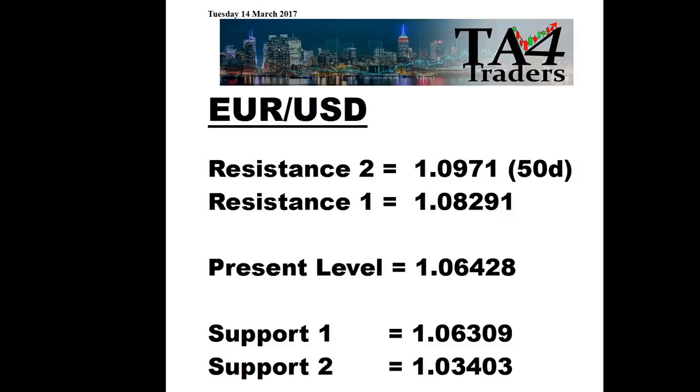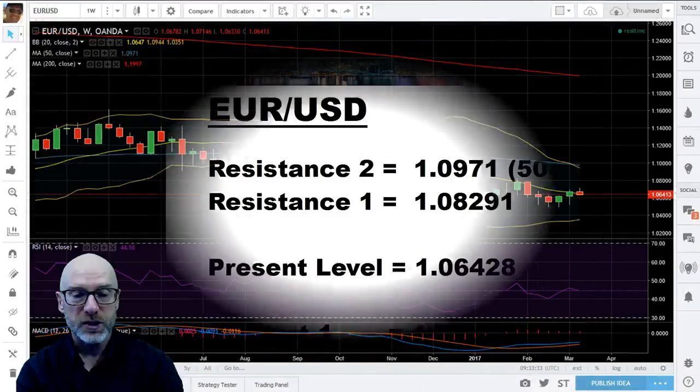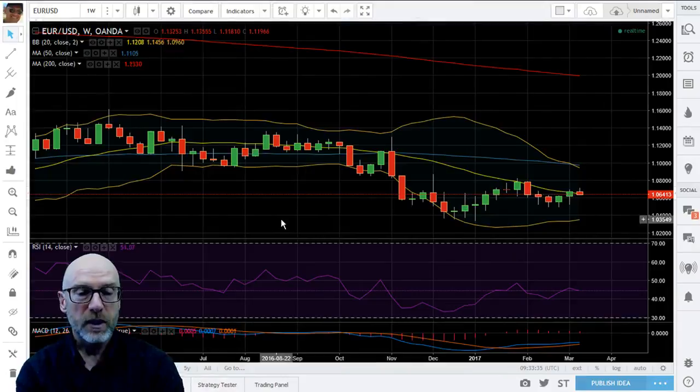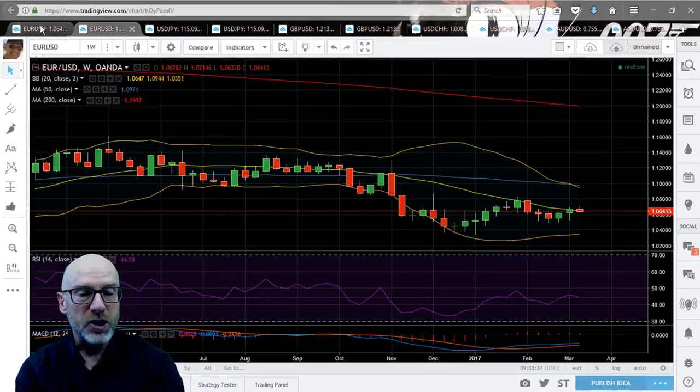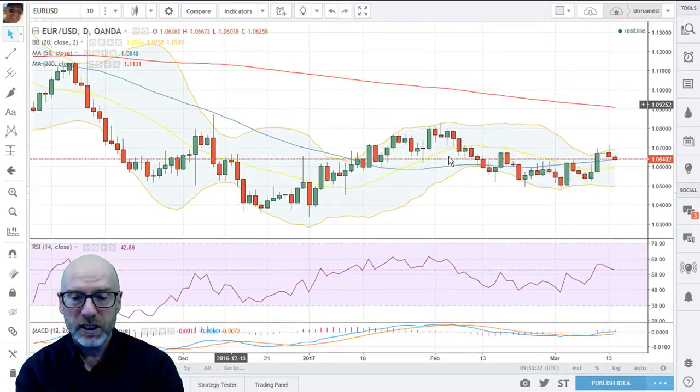Looking at the support and resistance levels, resistance is, as we said, just above the 108 at 108.291, and then we've got the downtrend in the 50-day at 109.71, with the support at 106.309, 103.403. I haven't put the 20-day on there because, as you can see from the daily picture, we are trading virtually on the 50-day. We're on the 50-day.